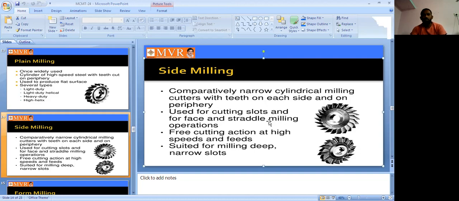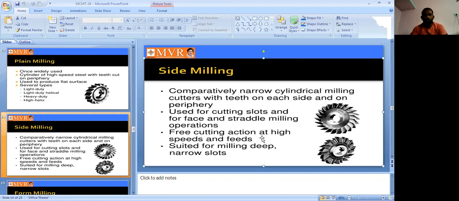So it is majorly used for cutting slots. For slotting purposes, we can use the side milling cutter. Next, it has free cutting action at a high speed and feed. The free cutting action takes place at a high speed and a high feed. By using high speed and high feed, we can do the cutting process with the side milling cutter.